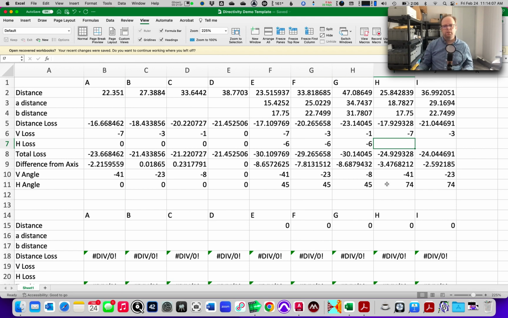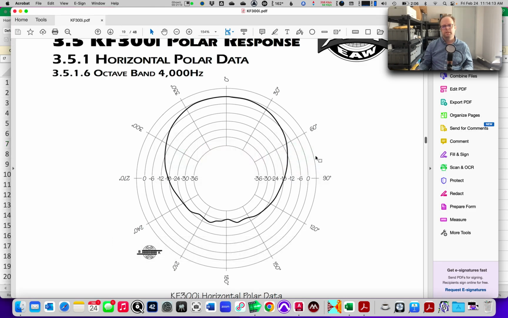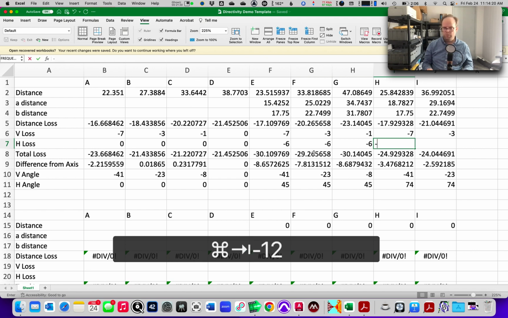Okay, then we need to go 74 degrees. Well, there's 60, 70, 80, 90, so 74 is about here. We're probably about 12 dB down there. So we'll do 12 here and minus 12 there.